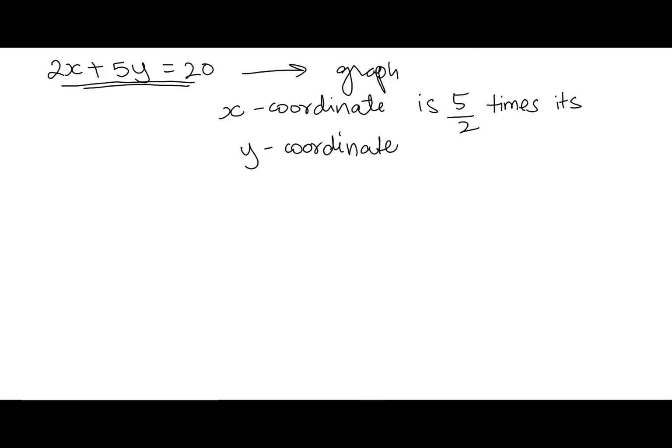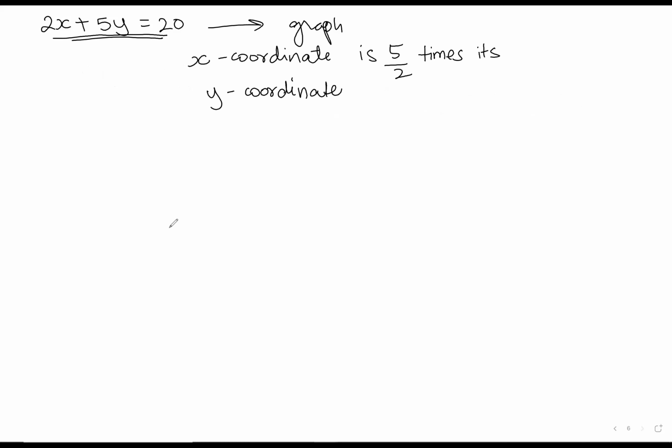Did you understand the question? So this is an equation. You have to find out at which point will the x coordinate be 5.5 times its y coordinate. What can we do in this? Any ideas, guys?